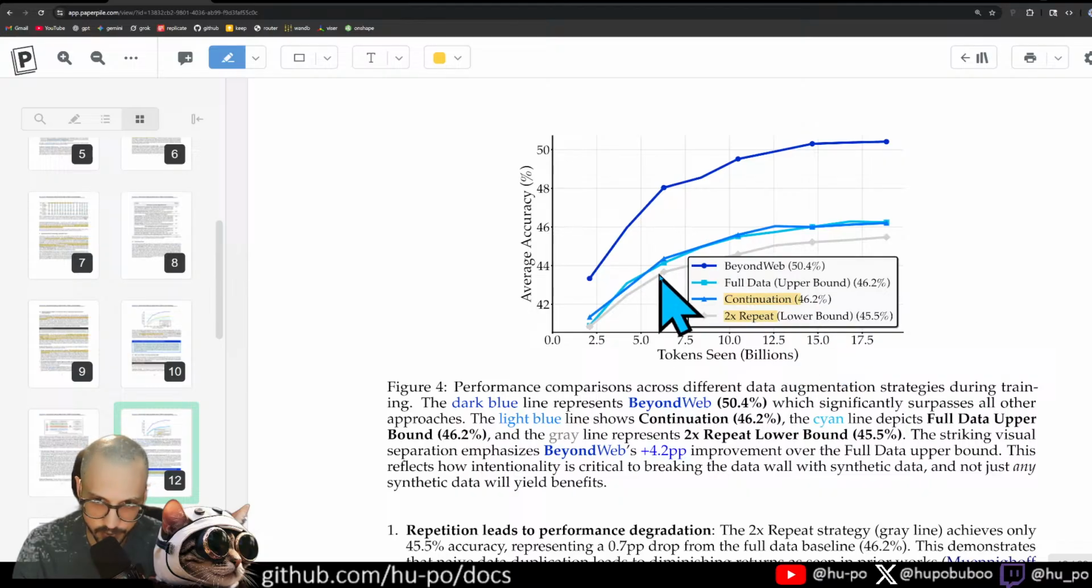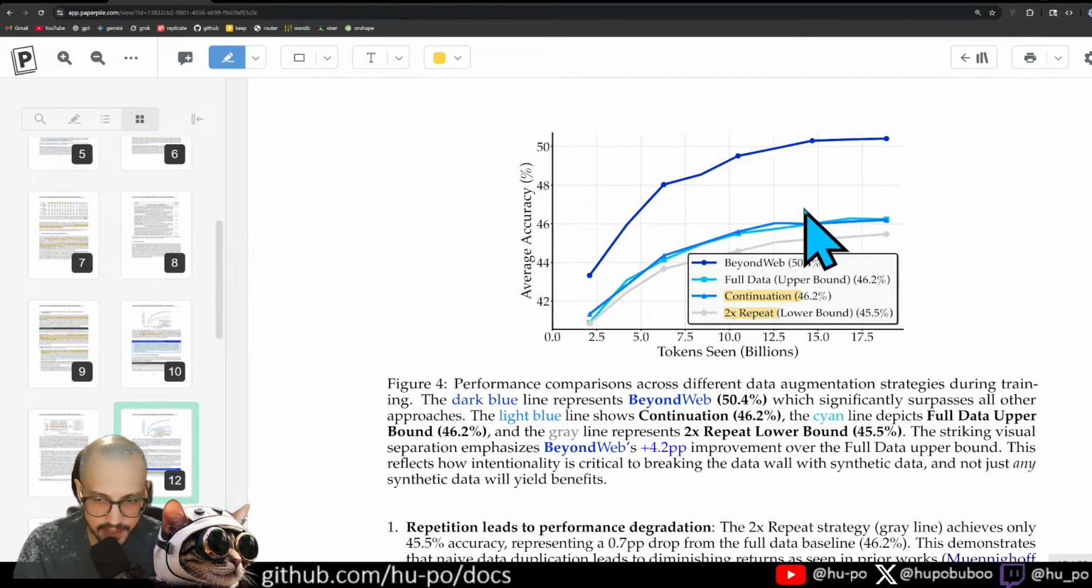But you can see here, there really isn't that much of a difference. It starts to become more pronounced as you have more data or your pre-training budget gets higher, right? So as your model has seen more and more data, repeating the same data, you don't get as much juice as the full data. But the continuation doesn't give you any more, which is important.